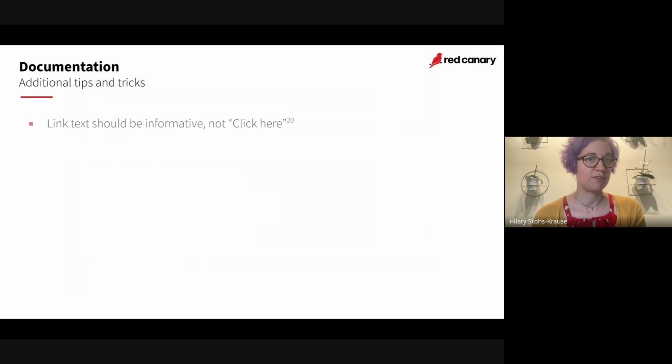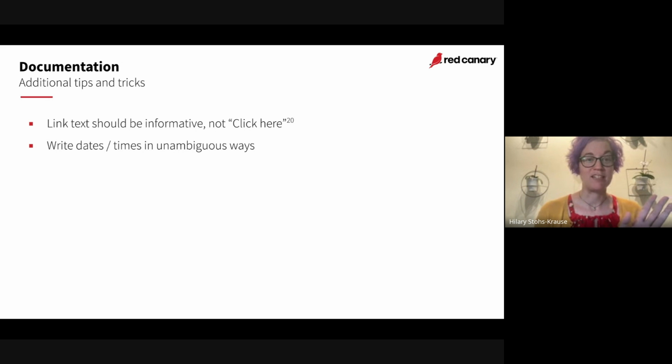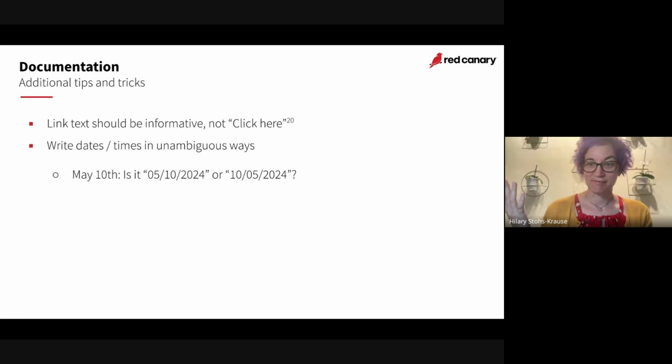Some additional tips and tricks, documentation. So like I just said, link text. Link text should be informative, not "click here." We're going to see an example of that in a second. Write your dates and times in unambiguous ways. I gave this talk at Helvetic Ruby in Zurich, and I think a lot of people there are on teams with Americans and just laughed really hard when I did this part. May 10th, right? Is it 5/10 or is it 10/5? It just depends where you're from. But if you have to guess, that's bad because someone's going to guess wrong.